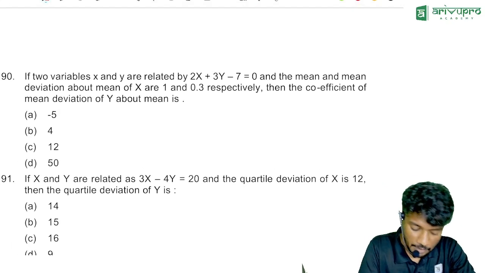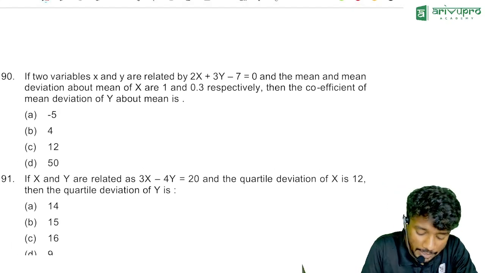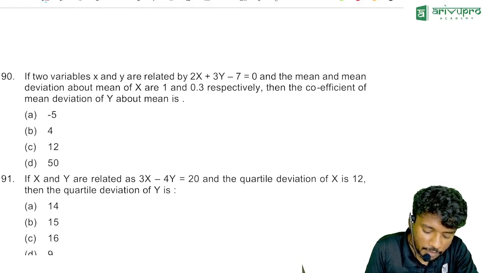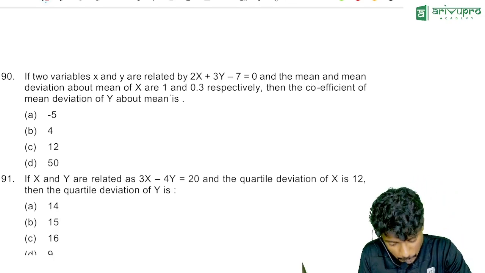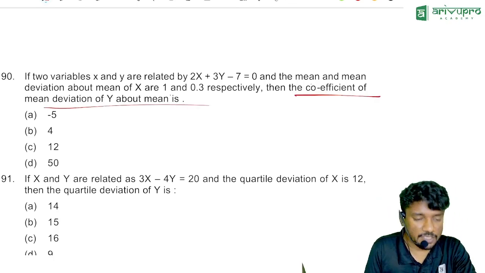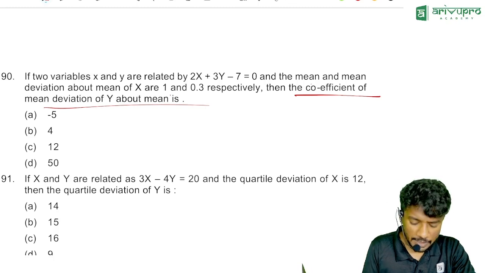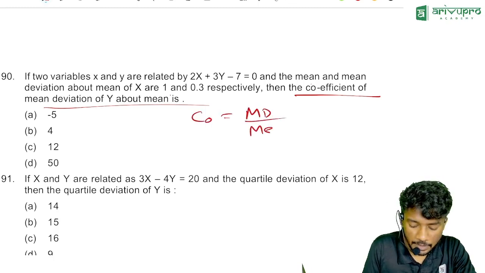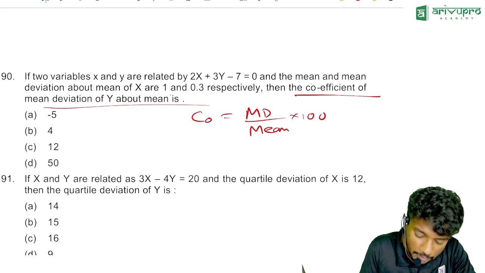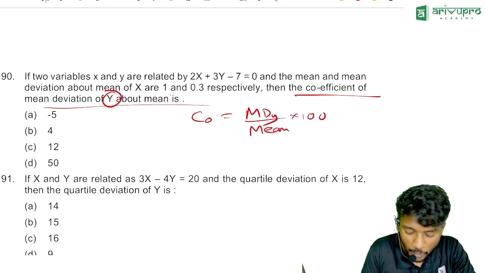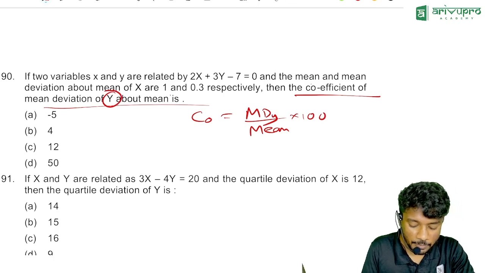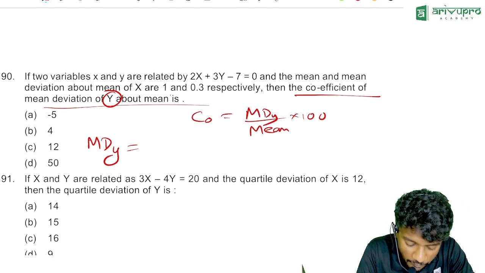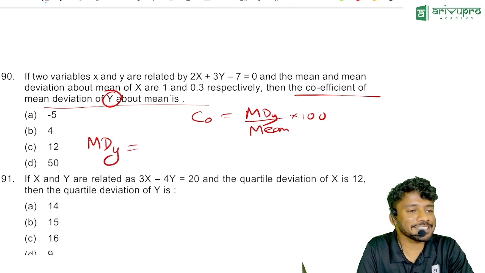How will you solve? If two variables x and y are related, 2x plus 3y minus 7, and the mean deviation about mean is 1 and 0.3 respectively, then the coefficient of mean deviation. What is the formula for coefficient of mean deviation? Mean deviation divided by mean into 100. They are asking mean deviation about y. Okay, coefficient of mean deviation about y. So first we should find mean deviation about y. How will you find mean deviation about y? How much is the answer?